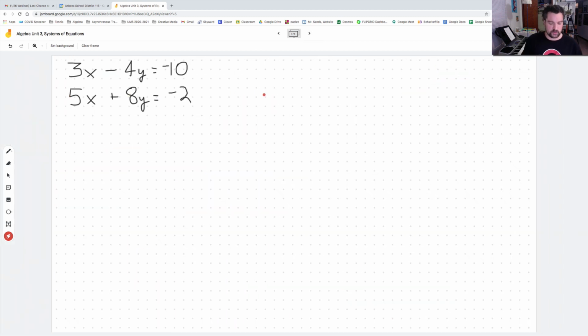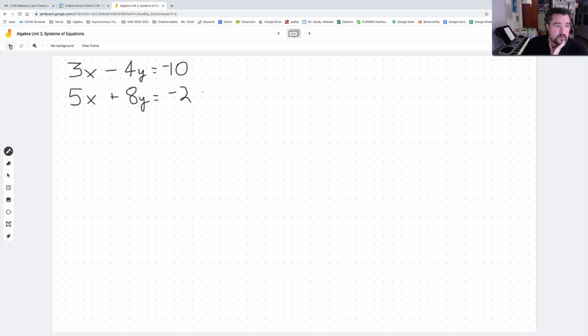So let's go ahead and do this problem now. What I notice is that the x's are stacked, but they're not going to cross each other out. The y's are stacked, but they're not going to cross each other out. And the numbers are stacked. I don't really care about crossing the numbers out.